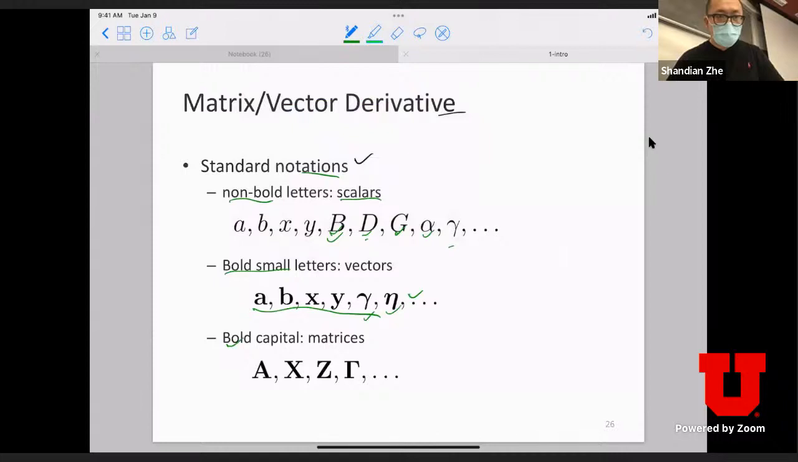And bold capital letters usually indicate matrices, like A, X, Z, bold Gamma, and so on, big Omega, Sigma; you see a lot. For a matrix, you always need to keep track of its shape. You can imagine it's an n by n matrix. What's the size of the first dimension? What's the size of the second dimension? When you're doing derivations and calculations, you always need to pay attention to their sizes.